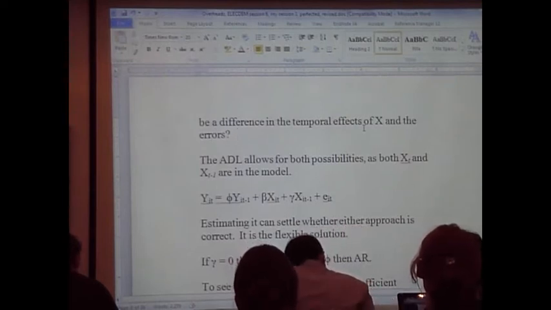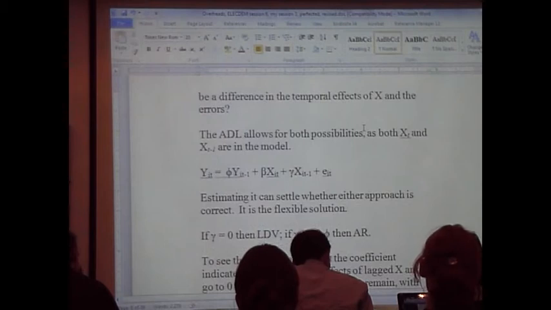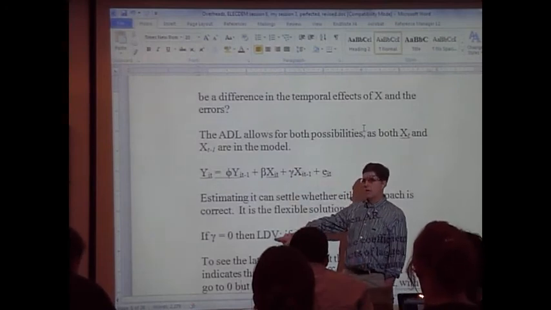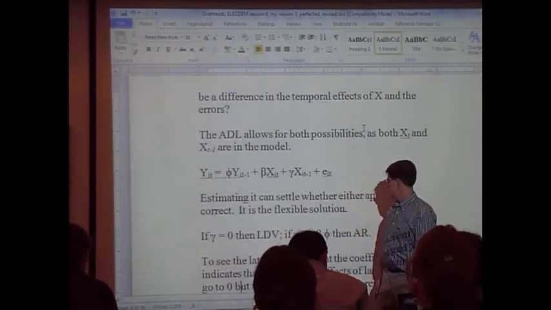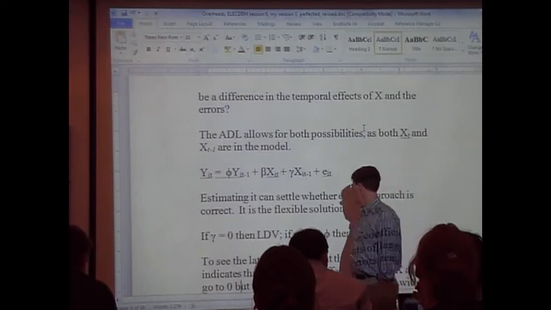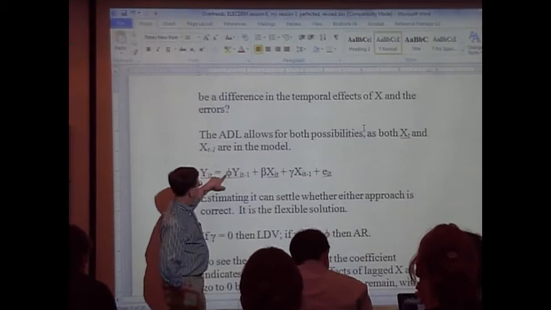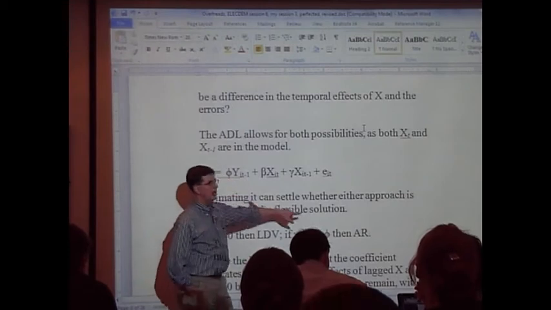It's the flexible solution. If you run that, and you find gamma equals 0, then what do you say? Well, that goes to 0. That looks like a lag-dependent variable model, right? If, on the other hand, it's minus beta times that, then we end up with an AR process.